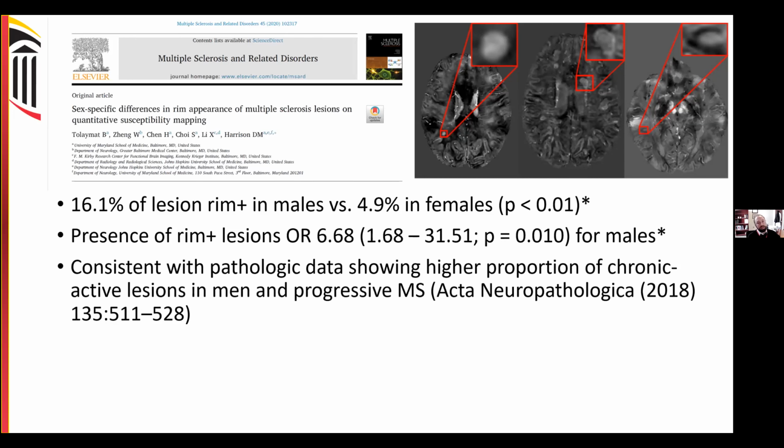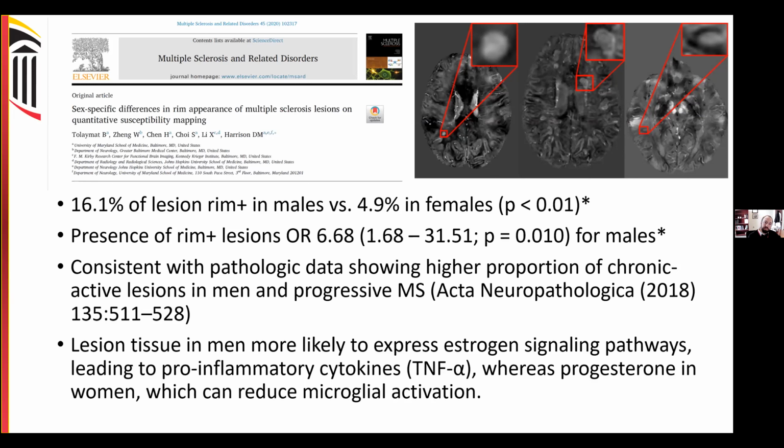And this is consistent with histopathologic data that has suggested that a higher proportion of lesions in men with multiple sclerosis, at least those who come to autopsy, are found to have that chronic active appearance. And further, there's been some work that has shown that lesion tissue in men is more likely to express estrogen signaling pathways that are related to expression of more pro-inflammatory cytokines like TNF-alpha, whereas progesterone expression is in a higher proportion of lesions in women, and that actually probably helps to mitigate microglial activation.